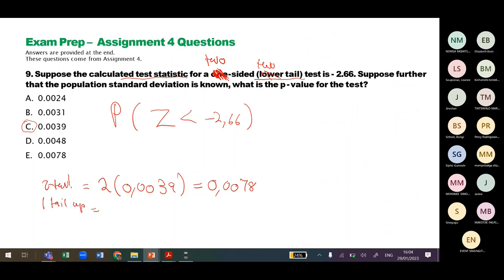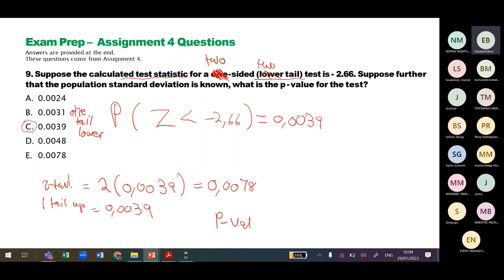And if it was a one-tail upper, it would have been 0.0039. Now, if for example they would have asked you to make a decision, for this one it's a one-tail lower. So the decision you would have made is, if your p-value is less than alpha, you would reject, right?